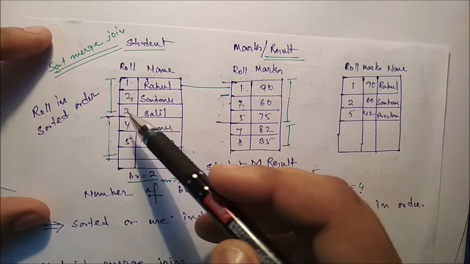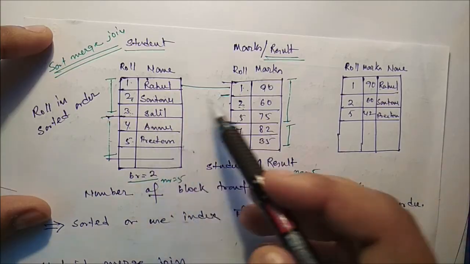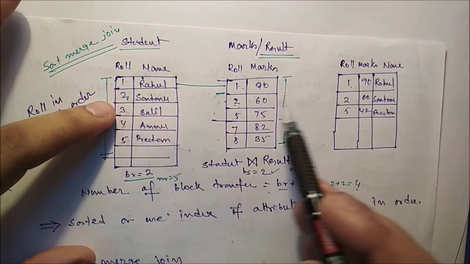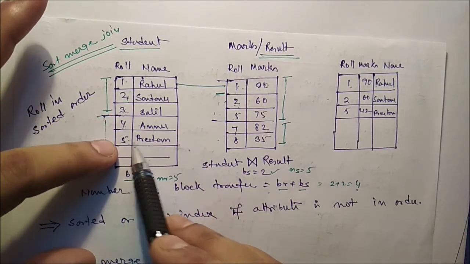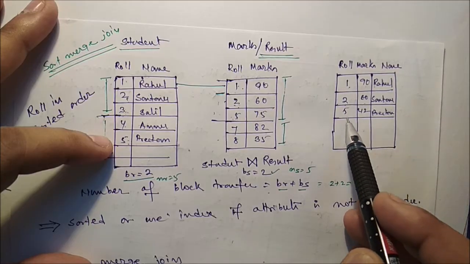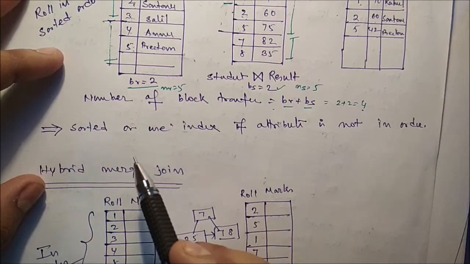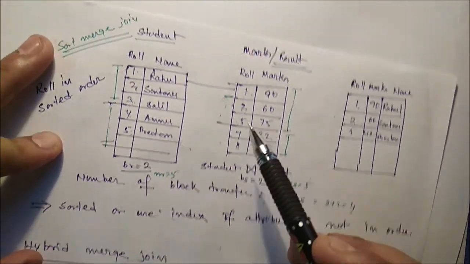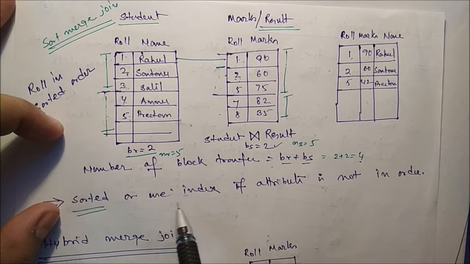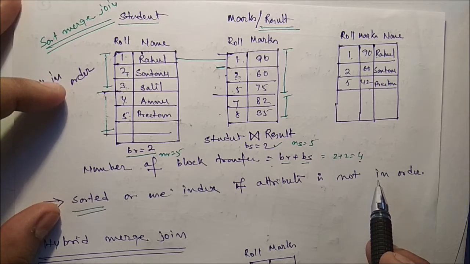If the tables are in sorted order, if the records are in sorted order, we can easily merge. Here 1 and 1 merge, 2 and 2 merge, 5 and 5 merge: 190 Rahul, 260 Shantanu, and 542 Pritam. If any one of the tables is not sorted, we may implement a sorting algorithm, or we may use indexing if the attribute is not in sorted order.